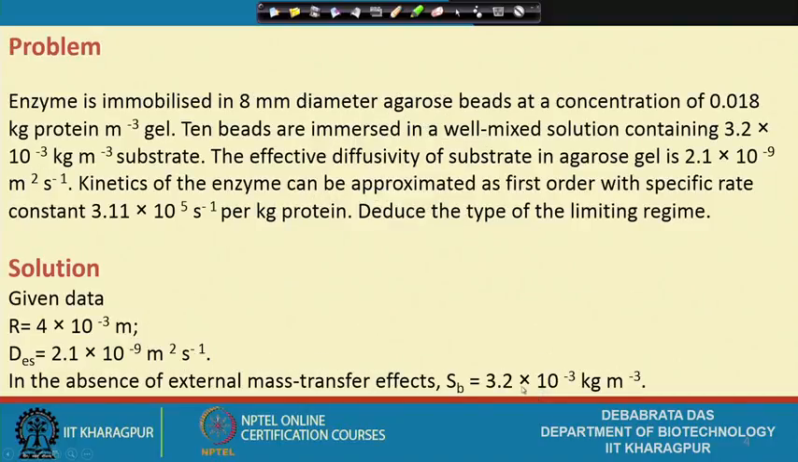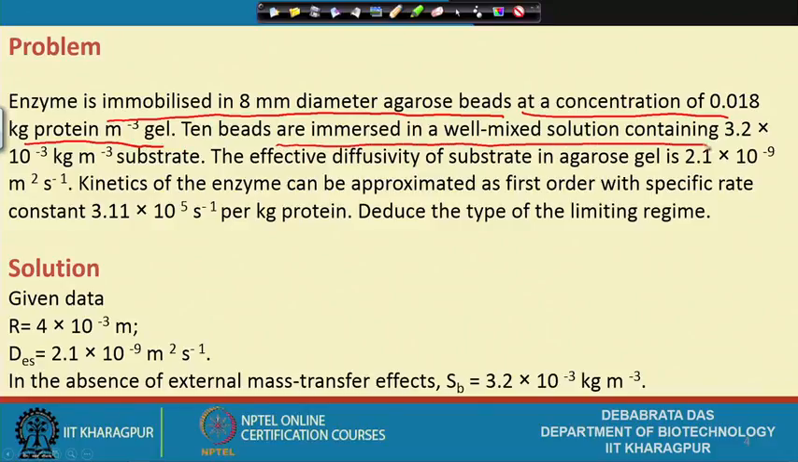Now, let me go to the second problem. The second problem is: the enzyme is immobilized in 8 millimeter diameter agarose beads, at a concentration of 0.018 kg protein per cubic meter gel. 10 beads are immersed in a well mixed solution containing 3.2 into 10 to the power minus 3 kg per cubic meter of substrate. So, this is the substrate concentration that we have.